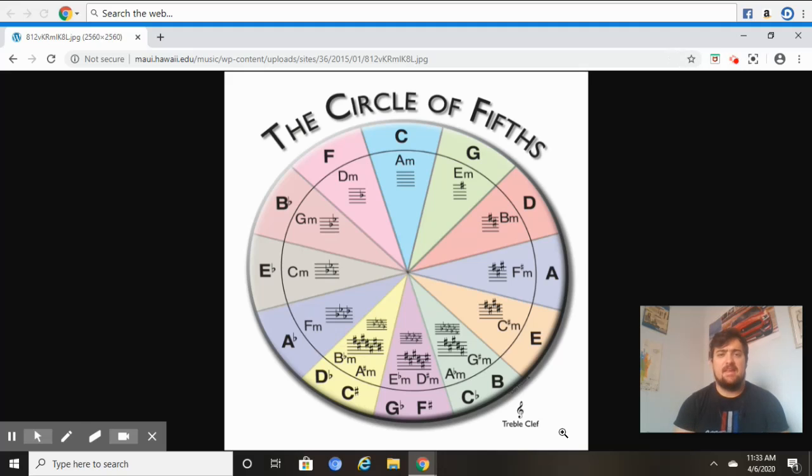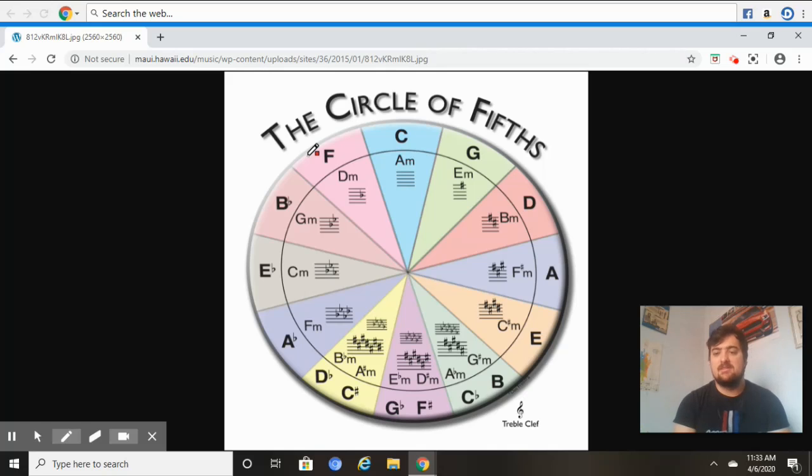Today's mini lesson is going to be about the circle of fifths, which you can see here on the screen. So basically, the circle of fifths is the anchor for all Western tonal music, which means there's a tonal center to the music, like a key center. So if you're in the key of C, and there's certain chords that go with that, that's tonal in the key of C, right?